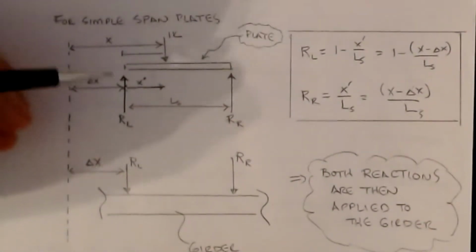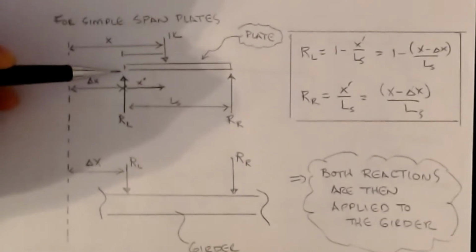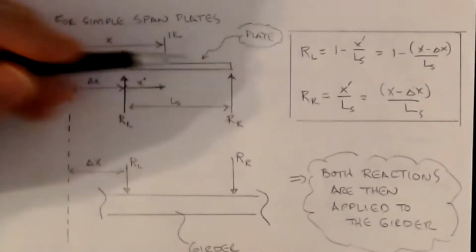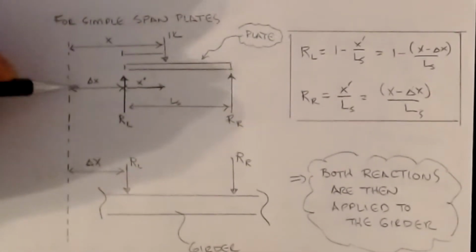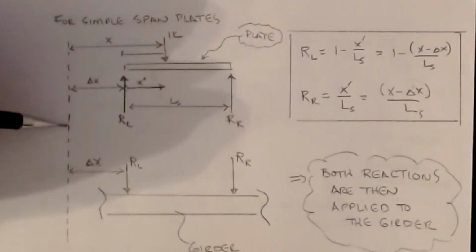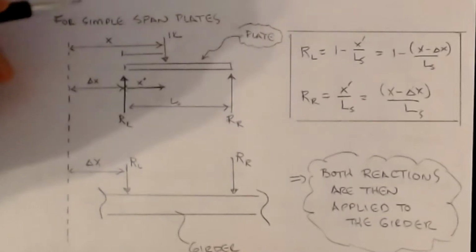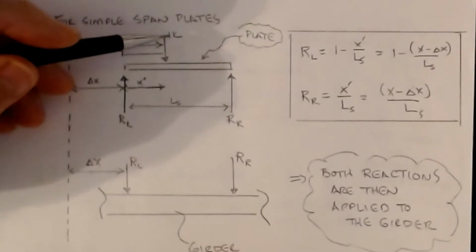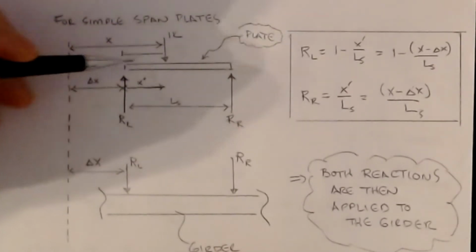So let's imagine we look at an arbitrary panel, which is this rectangle here, located at some distance delta x from a reference. Usually we take the reference as the left side, and that's what we're going to do here. That's what this dotted line represents as the reference. Then our point load, or one kip load, can be anywhere along that panel.